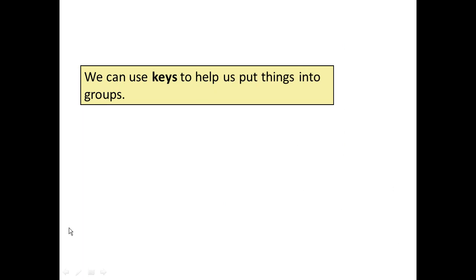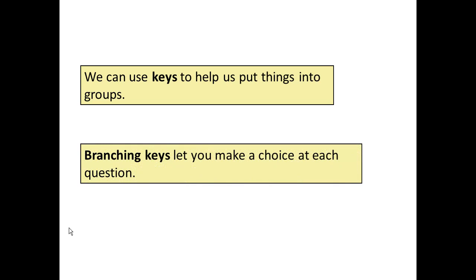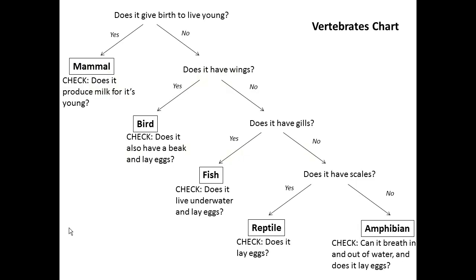Okay, so to put these animals into groups, we can use keys. In particular, to make it simple, we can use branching keys that let you make a choice at each question. So let's make it more clear. So this is a vertebrate chart. And of course, if it is a vertebrate chart, it's because they have backbones. So in this way, we put animals into groups in a specific order, and using the branching keys, you need to reply to specific questions to put them in the right order.